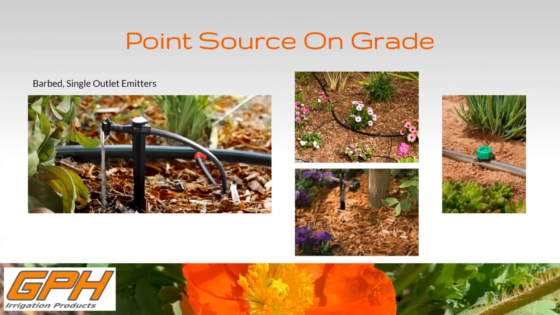And just different plant layouts, different groupings. This is a good way to use point source, so it's not all even rowed. You can branch off like this with your spaghetti tubing, all on grade, all exposed.